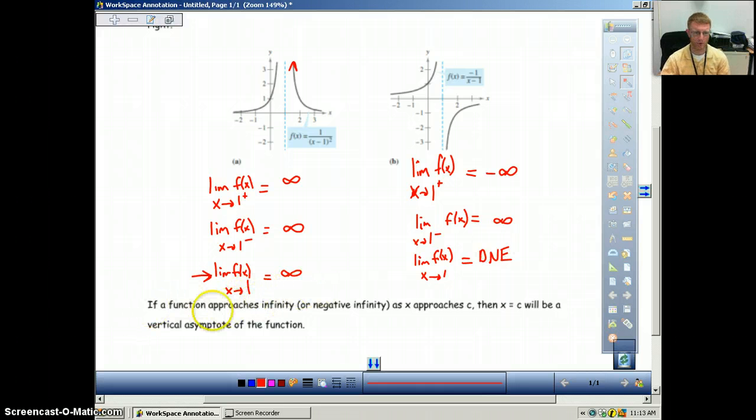Okay, the other thing that we can talk about is that if a function is approaching infinity or negative infinity as x approaches c, then we know that x equals c will be an asymptote. As you can see from these dotted lines, every single time, if we're going to positive or negative infinity, we know that that has to be an asymptote. Okay, so that's all we're going to talk about with infinite limits. So hopefully that makes sense.